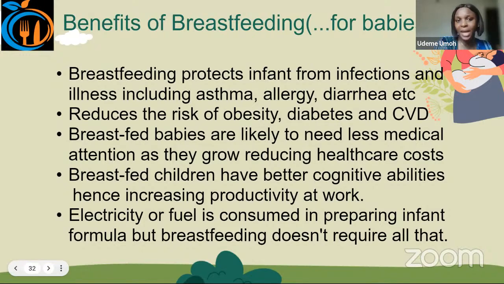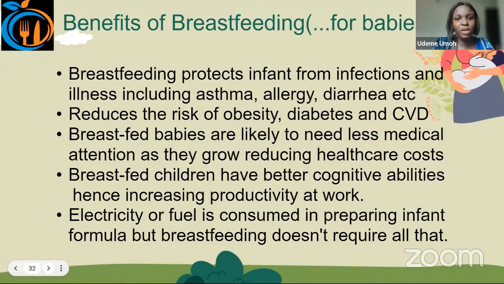And you have compromised immunity in those children. Today, your child is in the hospital, you are spending money, you're having sepsis, you're having infection, you're having this, you're having that. But you didn't use the breast milk to boost their immune system. So why won't you have all those issues? Then you find that some of those children don't become really big because they are on formula. So you reduce the risk of obesity and diabetes in those children. Children that are breastfed are likely to need less medical attention as they are growing, thereby reducing your healthcare costs.